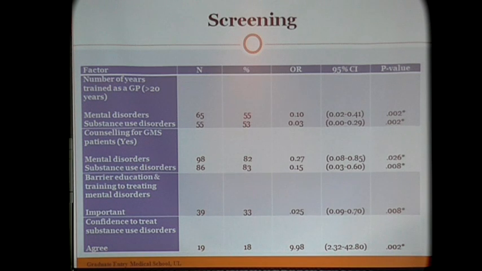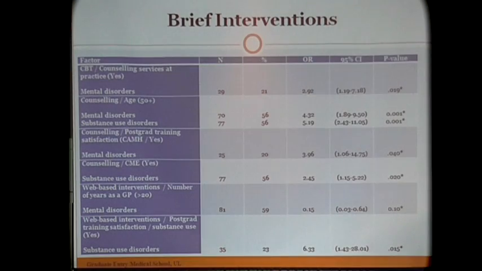On multivariate analysis, factors associated with not screening for mental and substance use disorders included more than 20 years training as a GP, and the lack of counselling services available at the practice. GPs who identified education and training as a barrier were also less likely to screen, and confidence to treat substance use disorders remained as a predictor of screening for substance use disorders. Counselling services delivered at the practice was associated with using CBT to treat mental disorders.